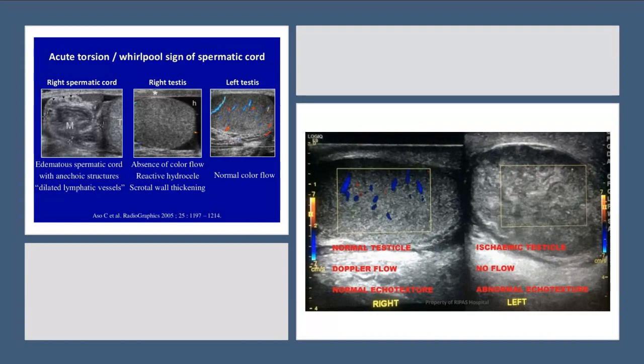Now, on the picture to the left of our screen, we can actually see the twisting of that spermatic cord next to the testicle. So next to that right testicle, we see all of this tortuosity here, right? Like this kind of just looks like a big whirlpool of vessels. That is going to be the vessel twisting on itself, cutting off blood supply to that right testicle. And as you can see, the left testicle is still getting normal color flow.